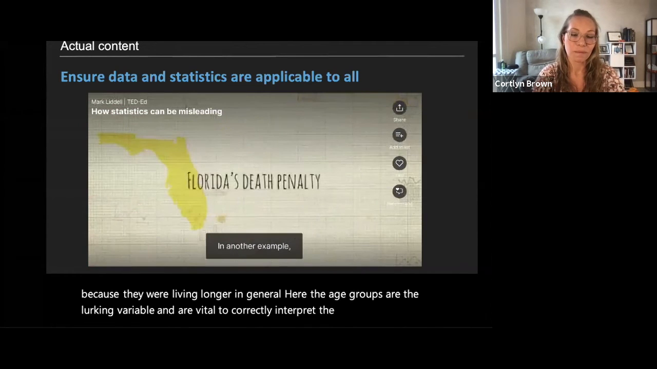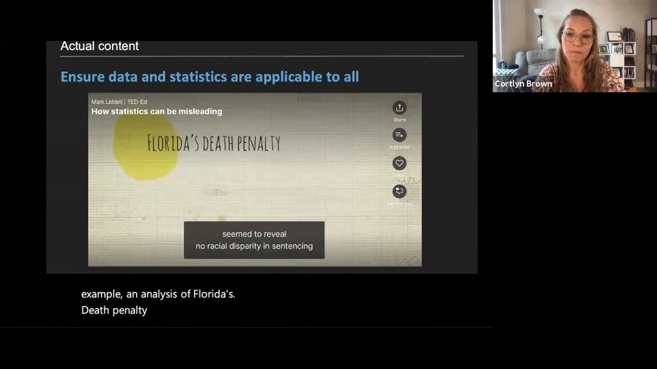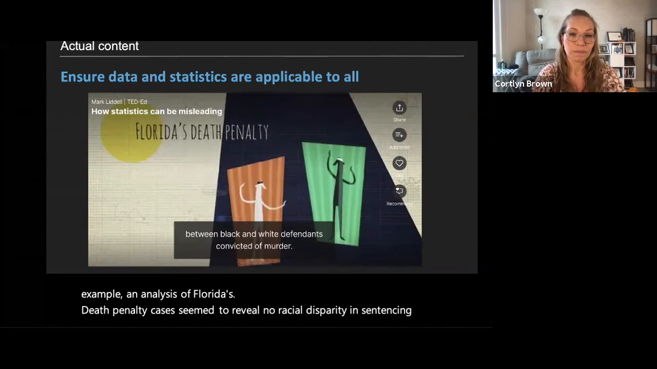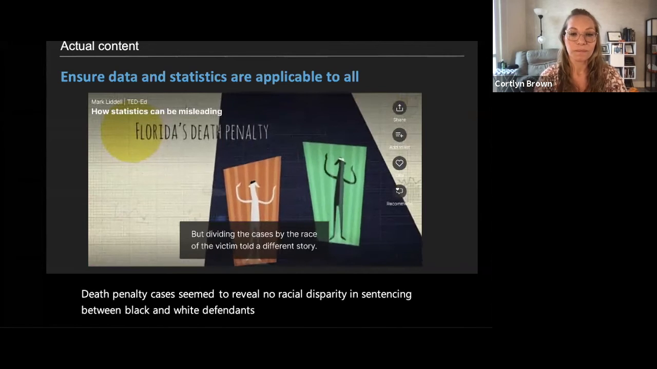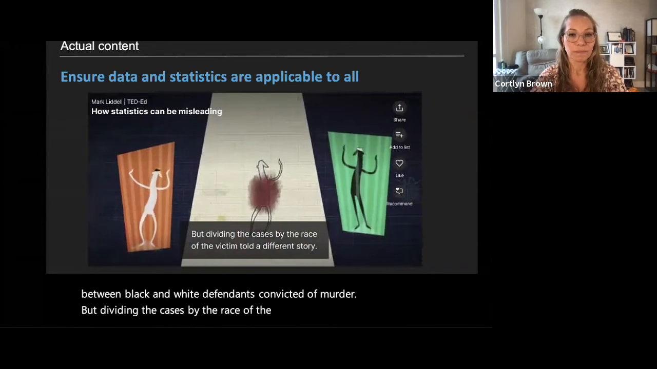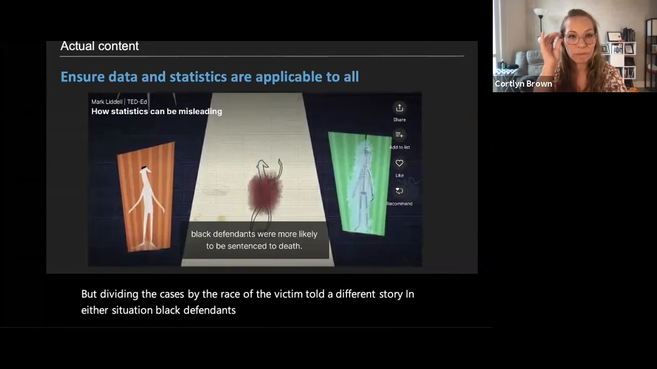In another example, an analysis of Florida's death penalty cases seemed to reveal no racial disparity in sentencing between Black and white defendants convicted of murder. But dividing the cases by the race of the victim told a different story. In either situation, Black defendants were more likely to be sentenced to death.